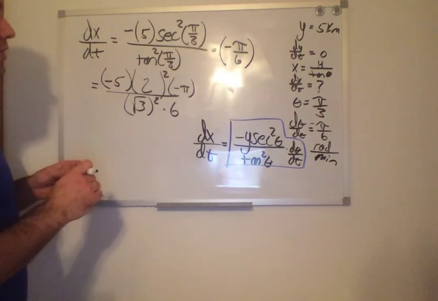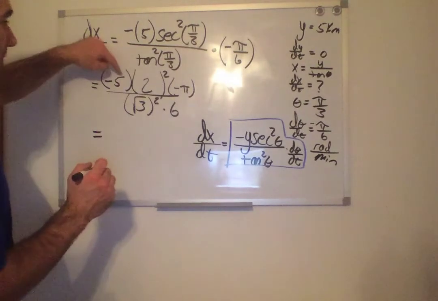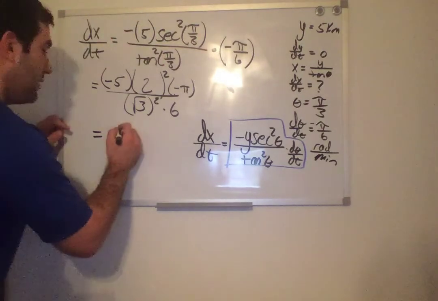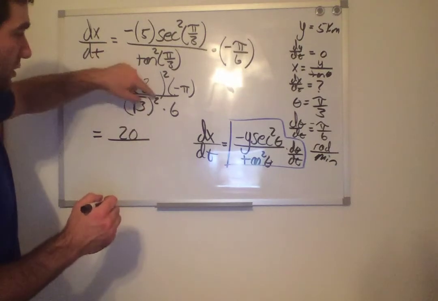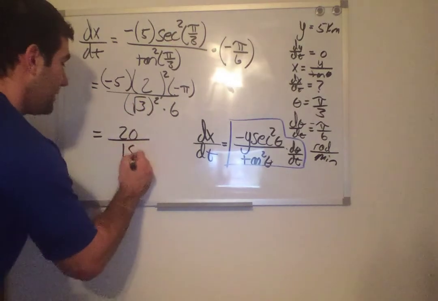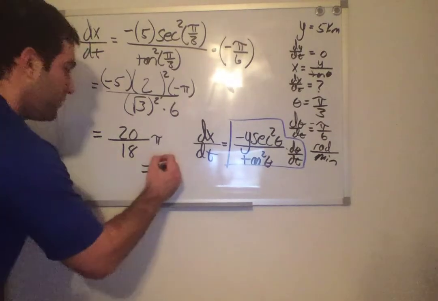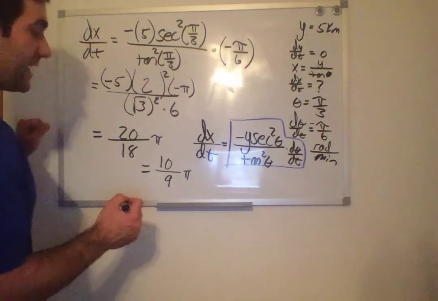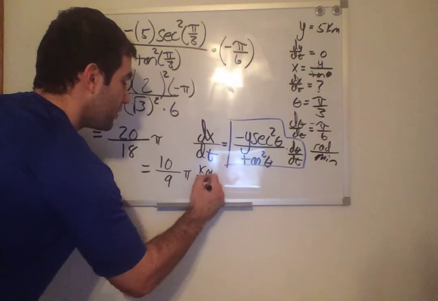So let's see what our final number is. We've got a negative times a negative, which is a positive. We've got 5 times 2 squared. 2 squared is 4, and 4 times 5 is 20, divided by square root of 3 squared. The square root and the squared are going to cancel, and you're going to get 3. 3 times 6 is 18, and we still have that pi symbol, so 20 over 18 reduces to 10 over 9 pi. And we want dx/dt. This is going to be in kilometers per minute.